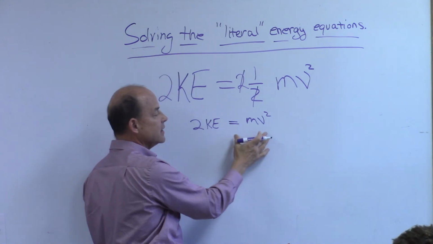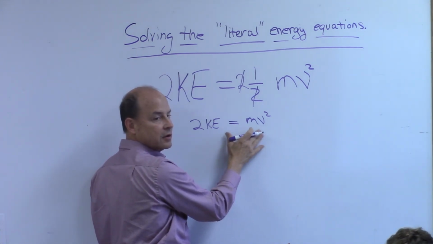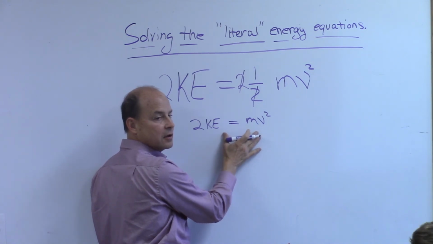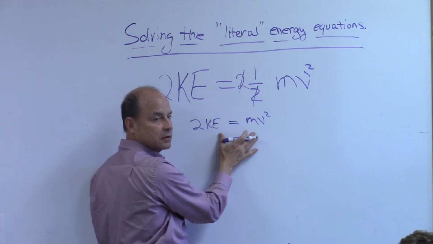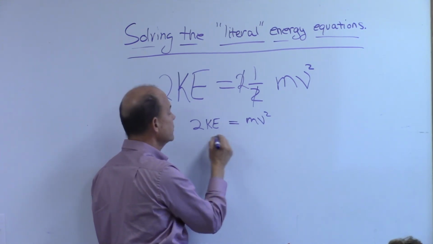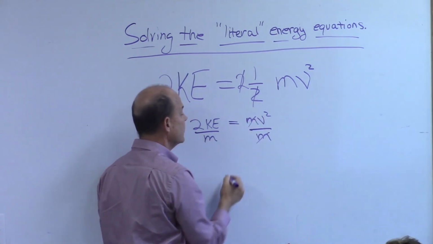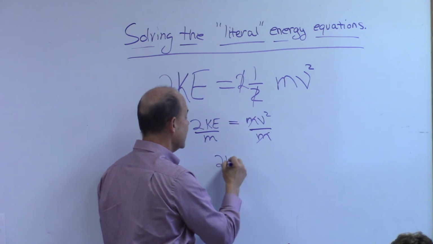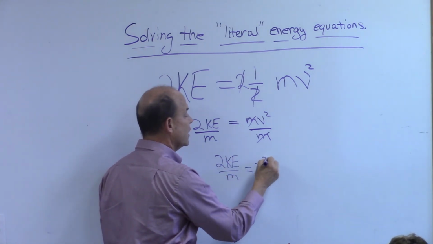I'm trying to isolate v. What do I do now? Kathleen, what do I do now? Oh, you have to get, did you divide by m? Yes, I would. Okay, so let's divide this side by m and let's divide this side by m. Those two m's go away. Now I got 2ke divided by m is equal to v squared.